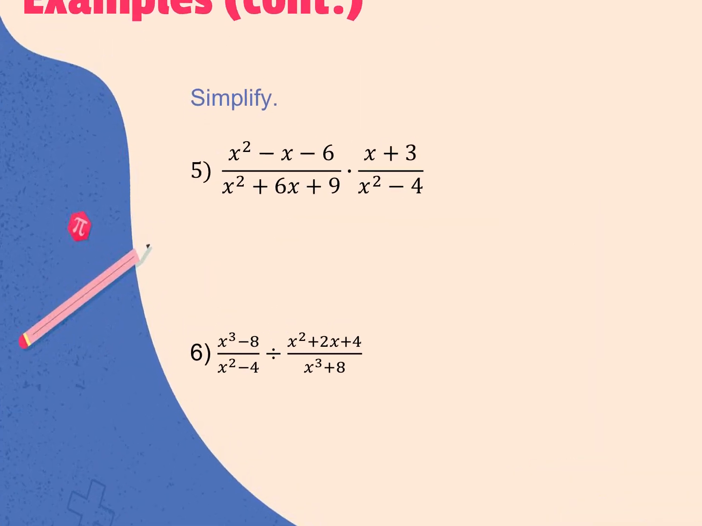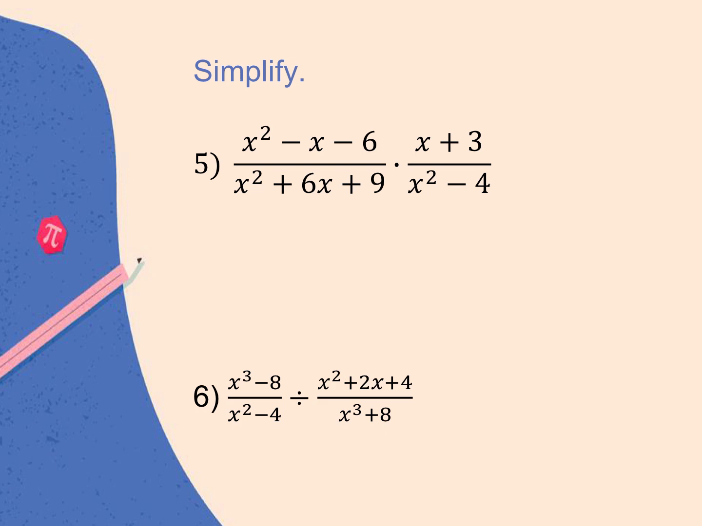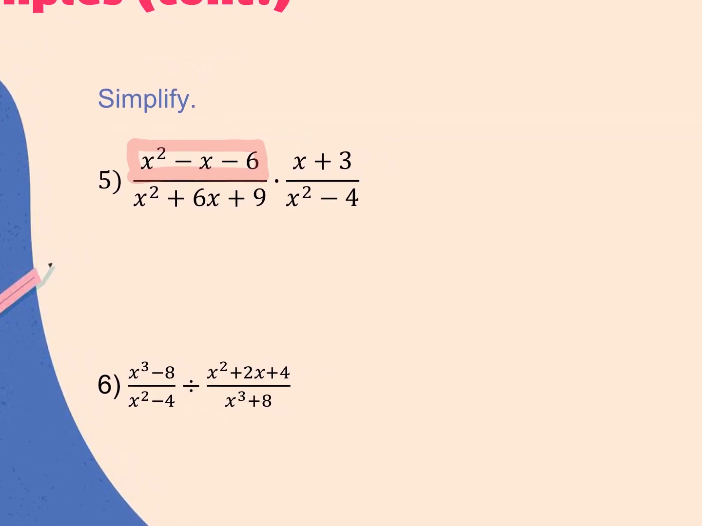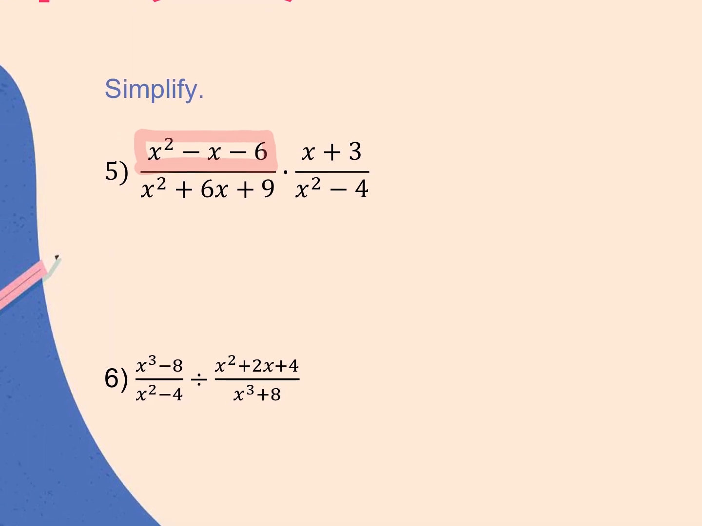All right, so again, factor first. So I need to factor this numerator. And again, it's nice and simple. I'm just looking for factors of -6 that will give me a -1. So those factors are going to be -3 and +2. So let me go ahead and write that over here. x minus 3, x plus 2.